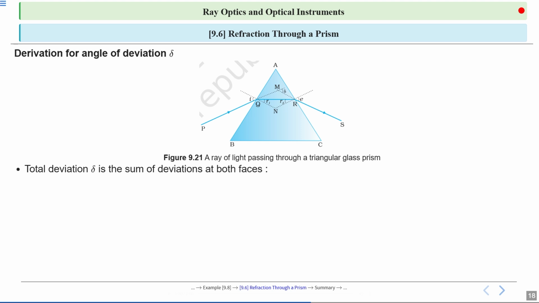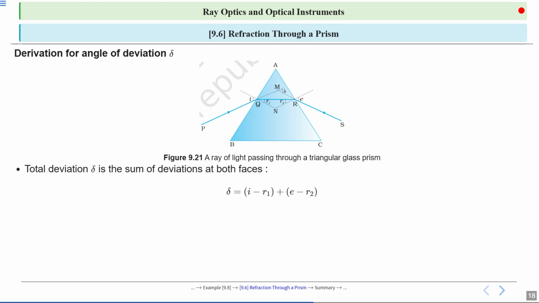So the net deviation delta is the sum of the deviations at both the entry and exit faces. So the formula for the angle of deviation is given here. Delta equals bracket open I minus R1 bracket close plus bracket open E minus R2 bracket close. In this equation, I is the angle of incidence, R1 is the angle of refraction at the first face, E is the angle of emergence, and R2 is the angle of refraction at the second face. Each of these angles plays a role in determining the overall path of the light.